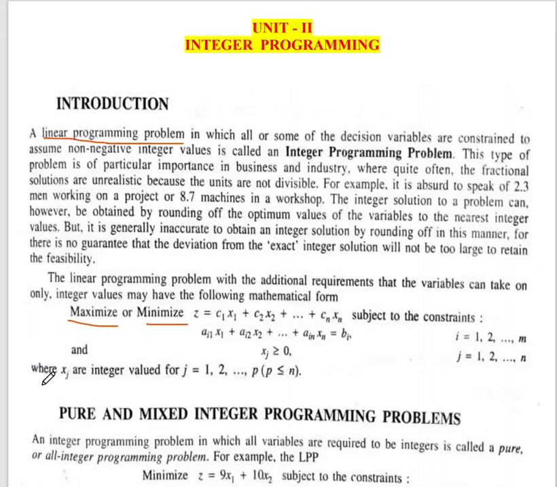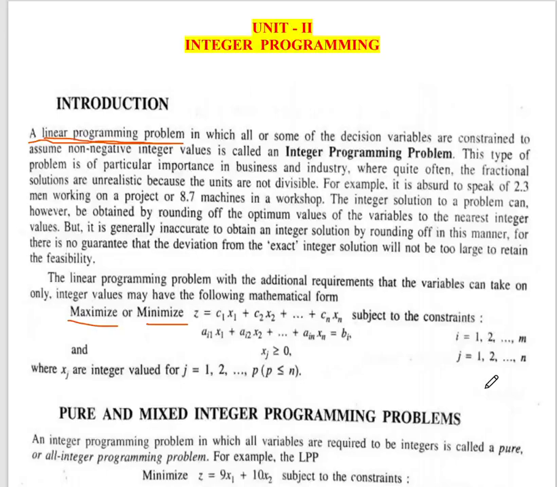If you observe this form, it is just like a linear programming problem. This is the mathematical form, the standard form, of the linear programming problem. We have already discussed the general mathematical form of the linear programming problem in unit number 1. So this integer programming problem is also like a linear programming problem.